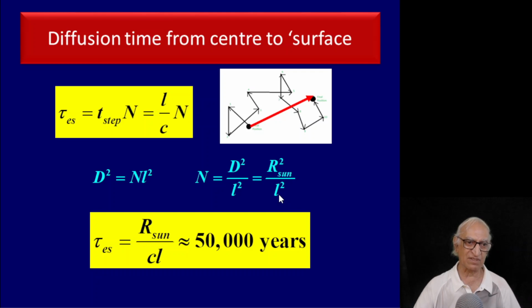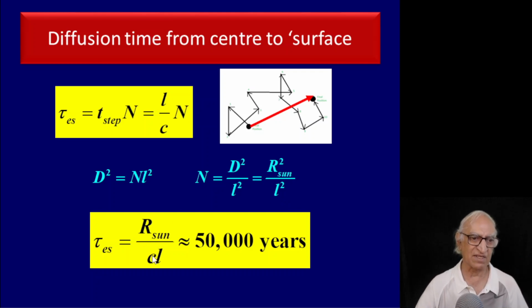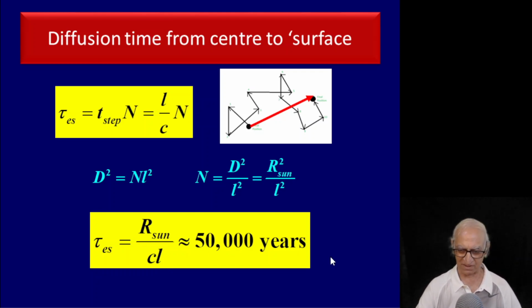And if you put in the value for the radius of the Sun, the speed of light, and half a centimeter for the mean free path, then you get approximately 50,000 years. So a photon takes 50,000 years to travel a distance of 1 million kilometers and reach the surface, and then it travels the remaining 150 million kilometers before it reaches the Earth in a mere 8 minutes.